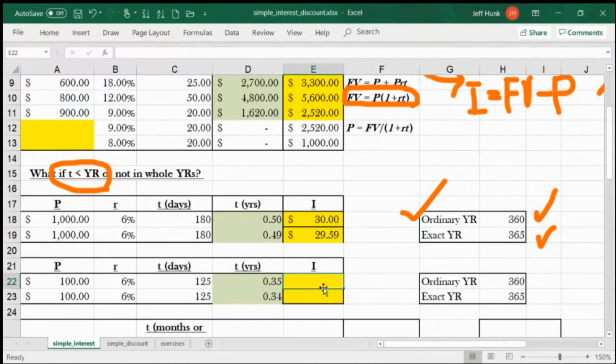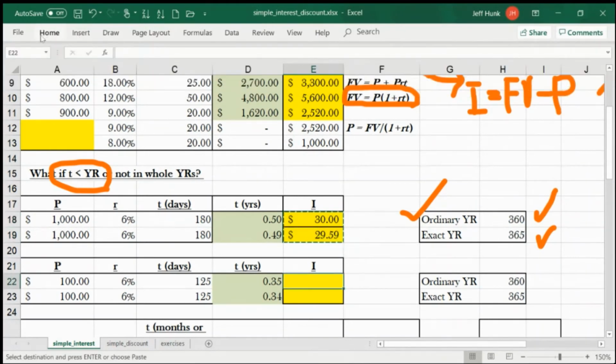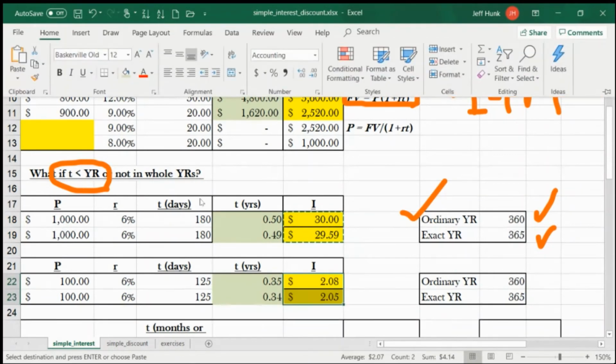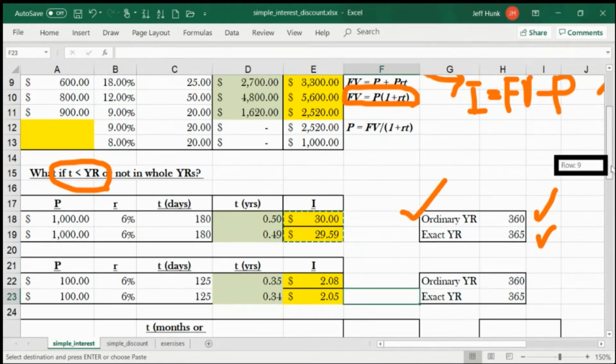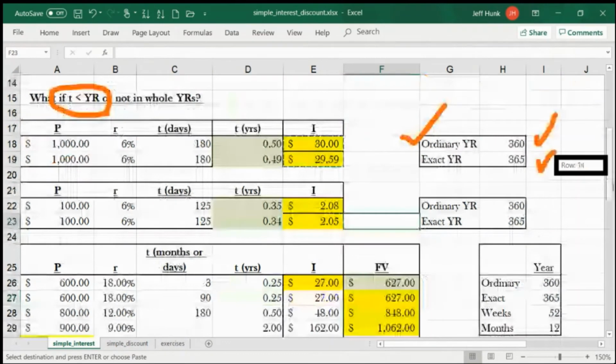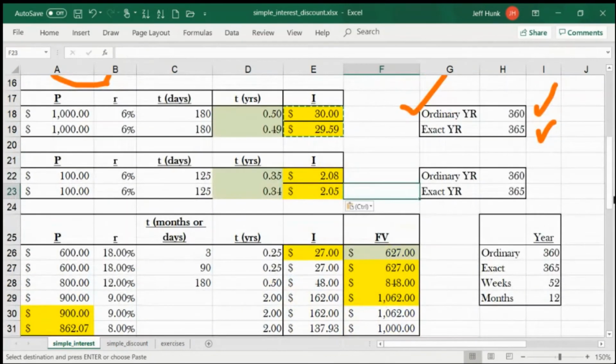Now, again, you don't have to. We know what to do. It's P times R times T, but since we have already done it here, all you need to do is just copy and paste, and voila. Okay, and let's go to the next example.